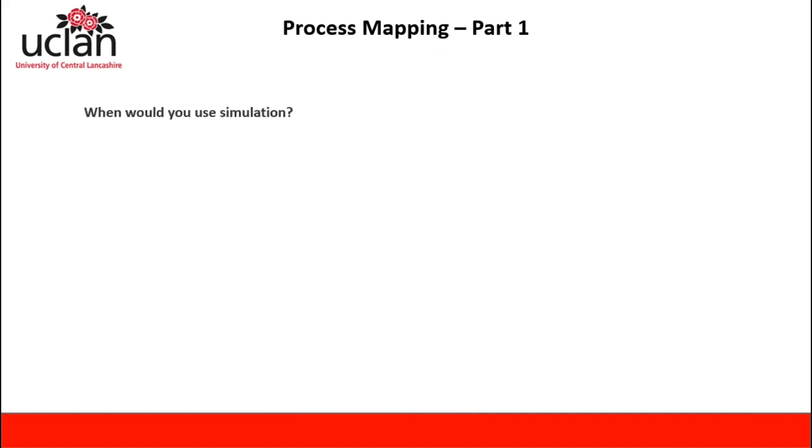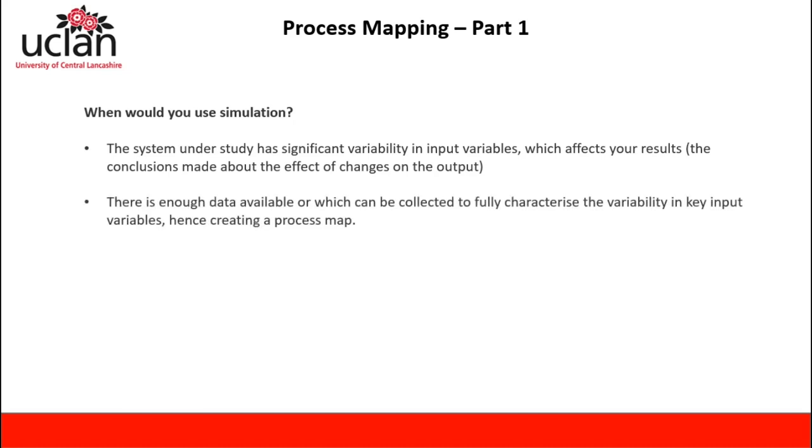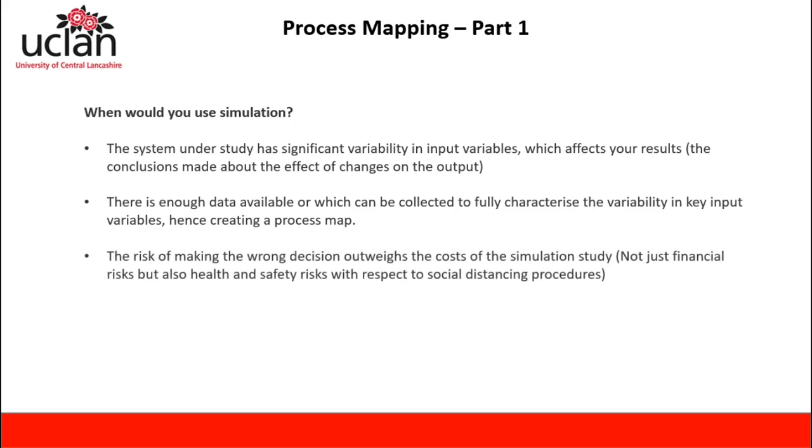So when exactly would you use simulation? Well, when the system that you're studying has significant variability in the input variables, which will ultimately affect your results and the conclusions that you make about the effects of the changes on the output. When there's enough data available, or which can be collected to fully characterize the variability in the key input variables, hence the reason for creating a process map to collect all the data of times, processes, etc. And when the risk of making the wrong decision outweighs the cost of the simulation study.